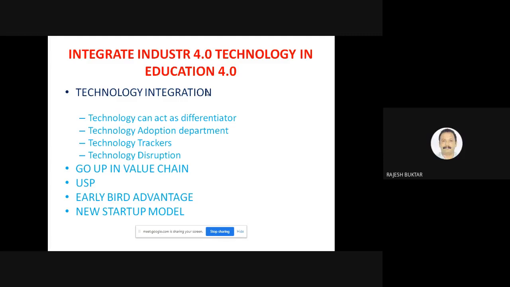Okay. So that is a pivotal role that this technology disruption can play. And therefore, by leveraging technologies like augmented reality, you can go up in the value chain. For technology disruption, I always give one example to my students.